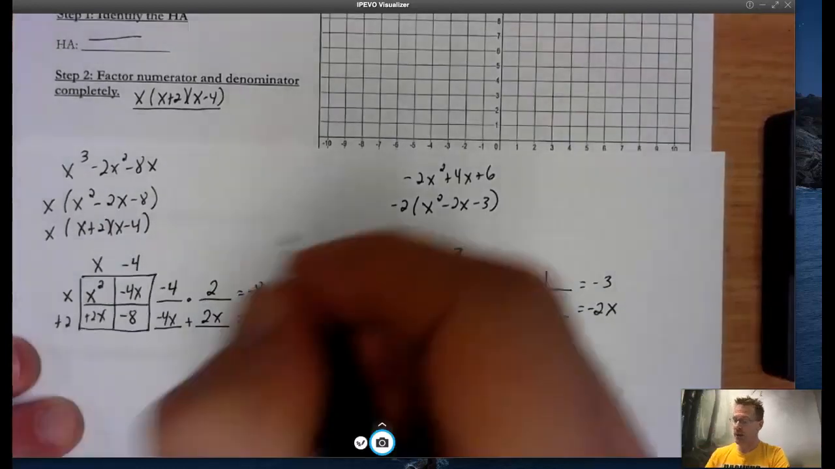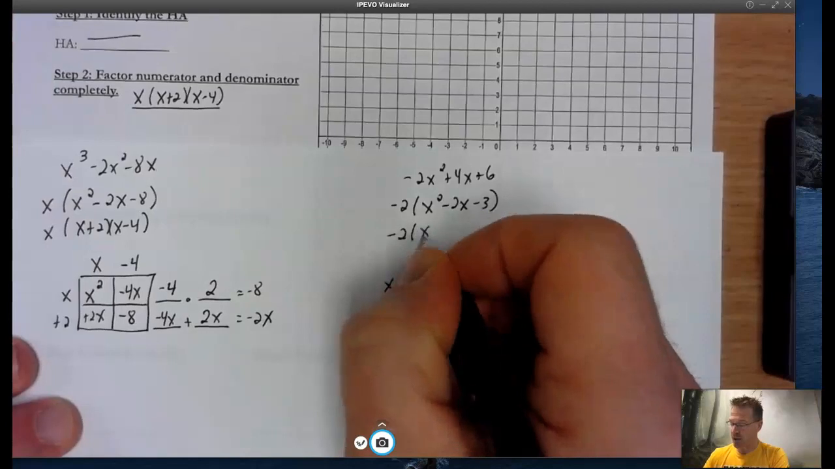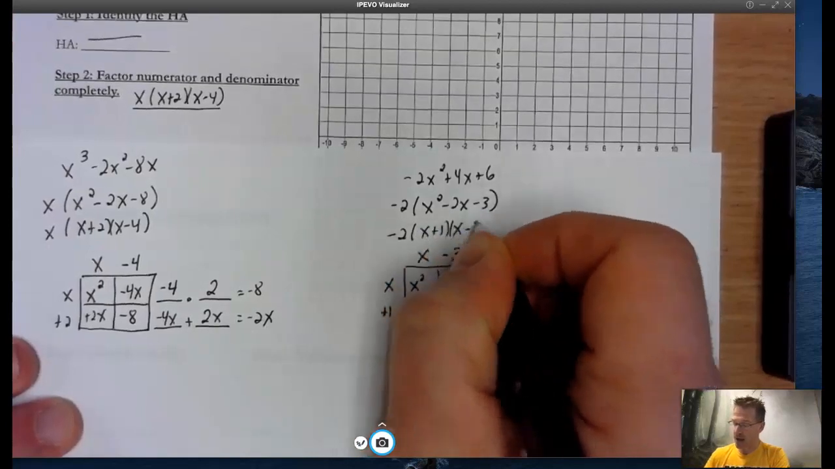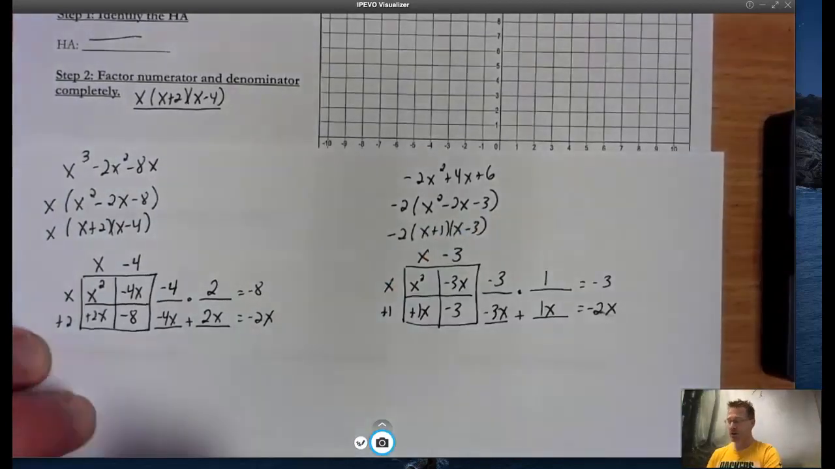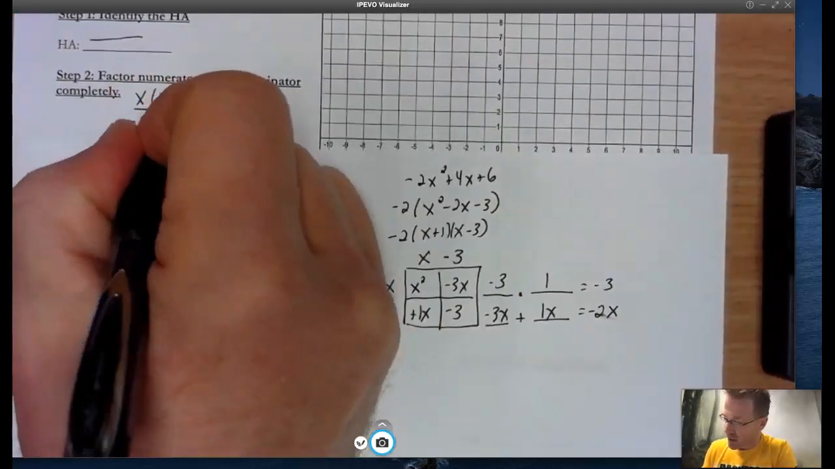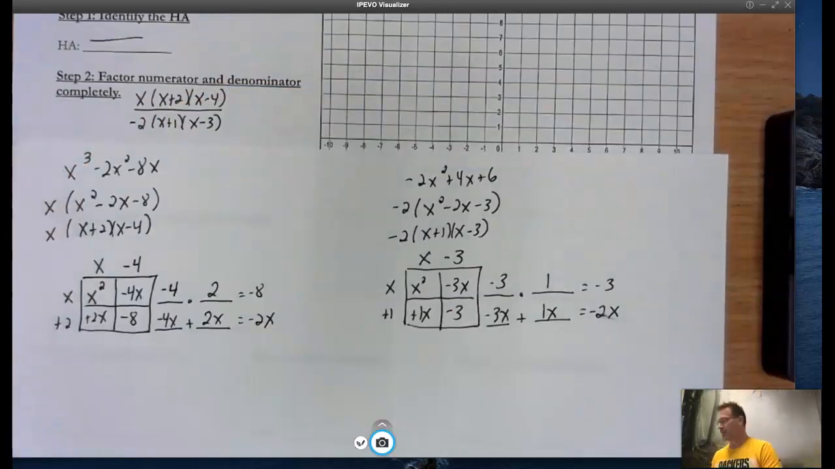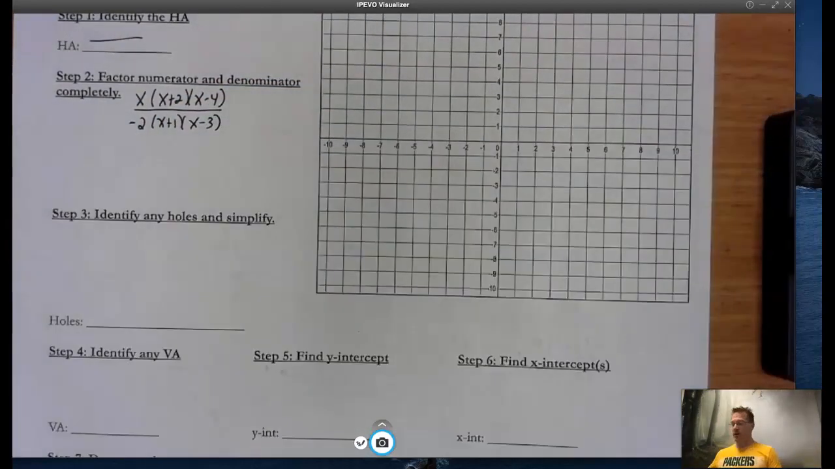Now once again, I'm going to be good about keeping that constant GCF out front, and that factors into x plus 1 and x minus 3, like so. So let me carry that over: -2 times x plus 1 times x minus 3, like that. Okay, so there we go. There's our factored numerator and denominator.